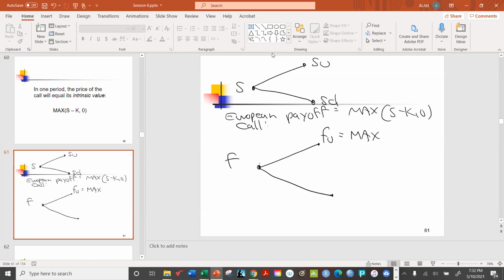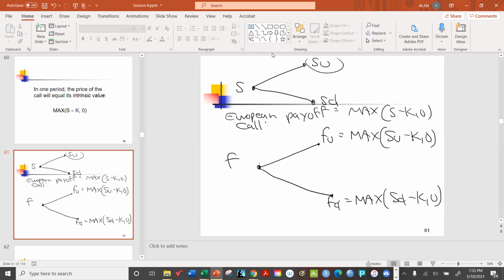Now here's the interesting part. In the upstate, the stock price is worth SU. And in the downstate, the stock is worth SD. Ooh, now we're getting somewhere. So this is how we can tell what the value of the option is at each node. The payoff hasn't changed, but we have this expression for the value of the stock.